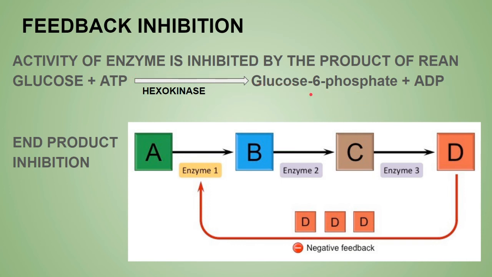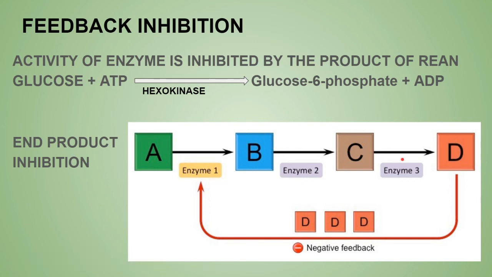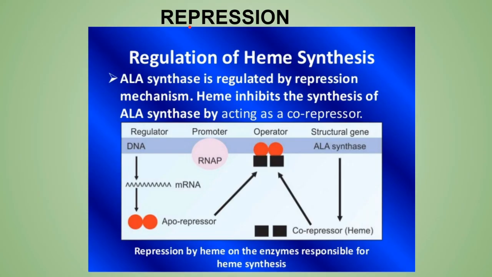Now we have one term over here, that is the end product inhibition. In this pathway, as you can see, A in the presence of enzyme 1 will form B, then B into C and C into D. But when there is more and more formation of the product, that means D, this D product will negatively inhibit, or negative feedback will occur, and it will inhibit the enzyme 1 and further the reaction won't occur to form the product D. Now next is the repression.